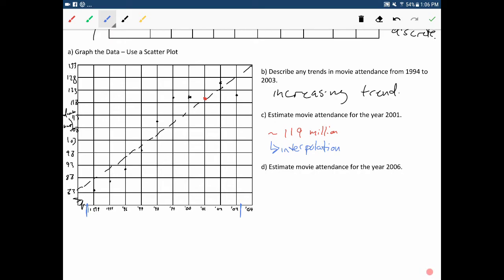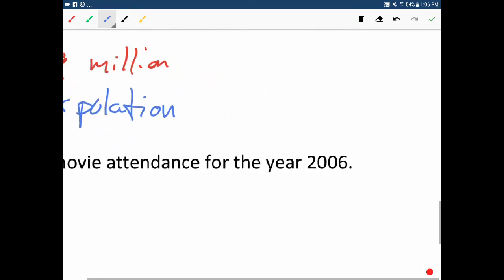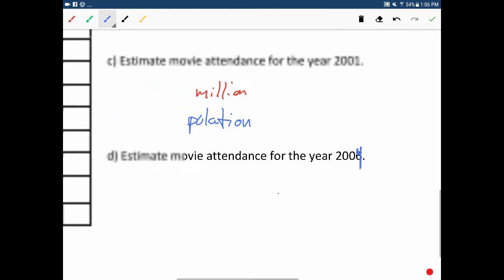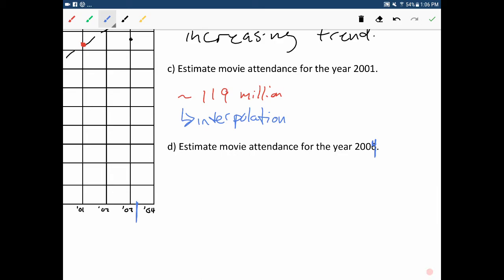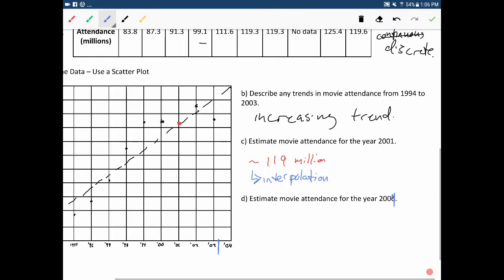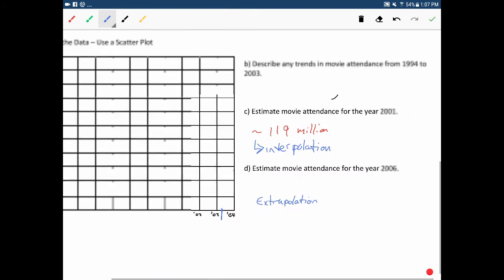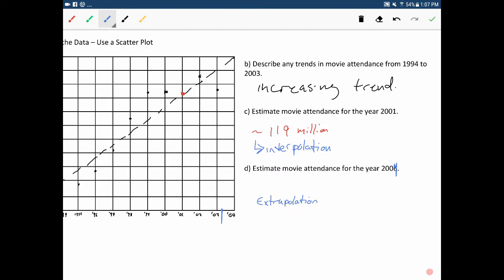Okay, so then the next question is, and I did make a typo. This here is supposed to say 2004, so you can just change that to 2004. So we're going to estimate the movie attendance for the year 2004. Now if we look at our trend line, our data stopped at 2003, so we're now doing what's called extrapolation. Because we're now looking at a place outside of the data set. My data only went up to 2003. I'm looking at numbers beyond that.